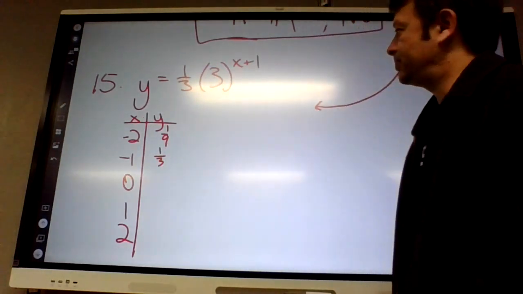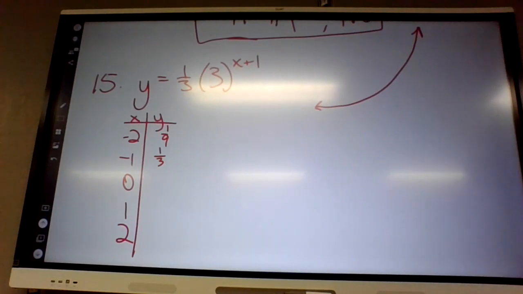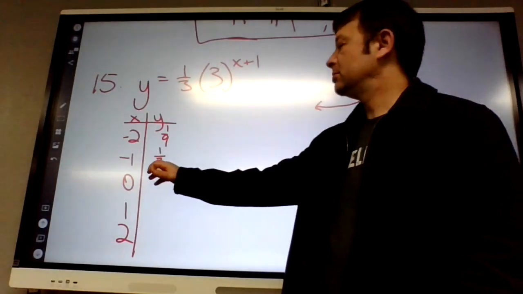I plug in 0, 0 plus 1 is 1. 3 to the 1 is 3. 3 times 1/3.